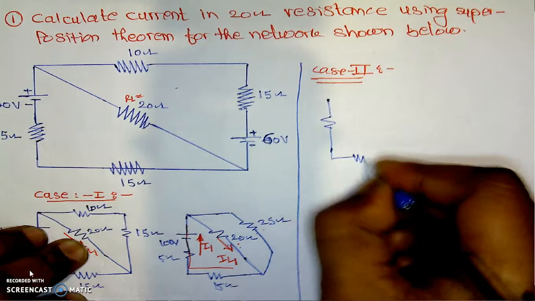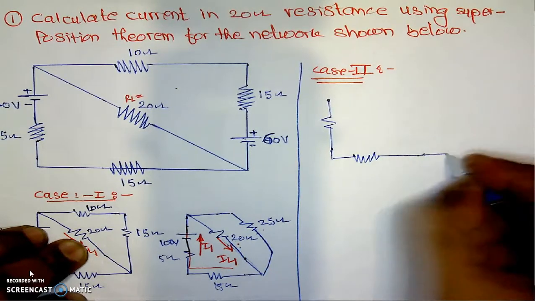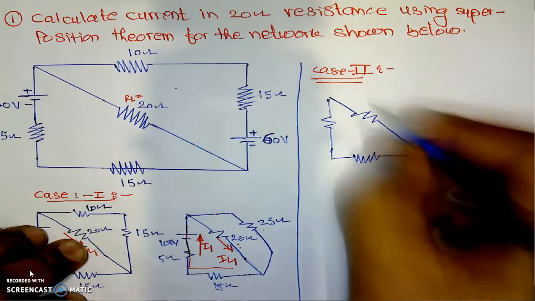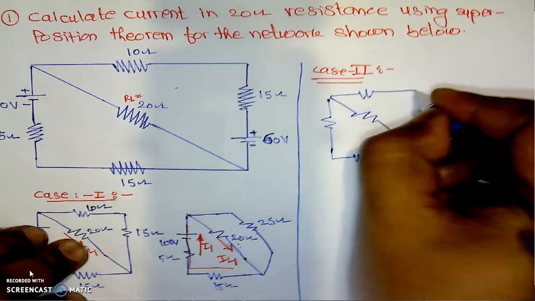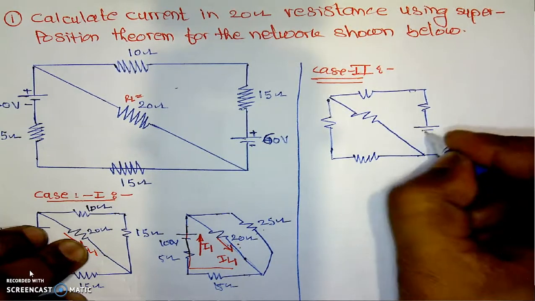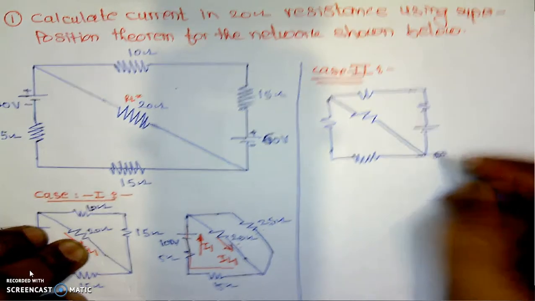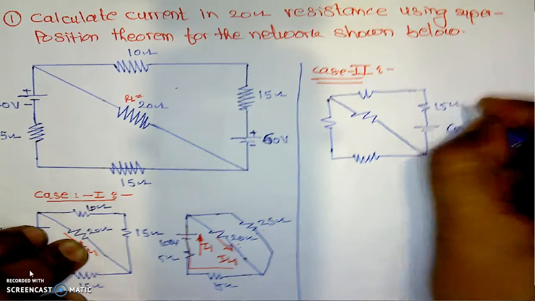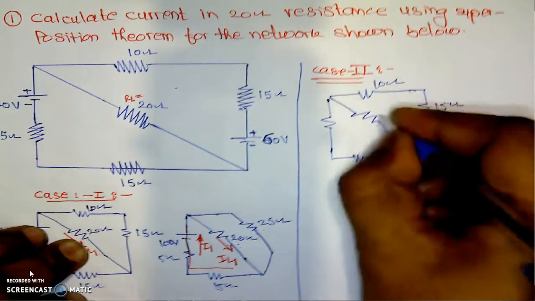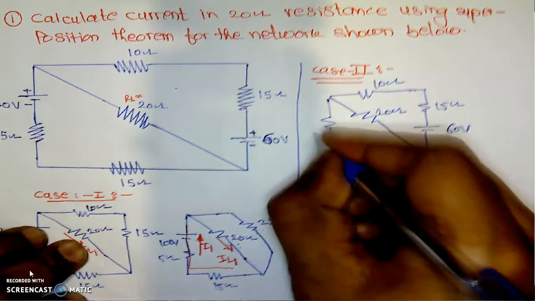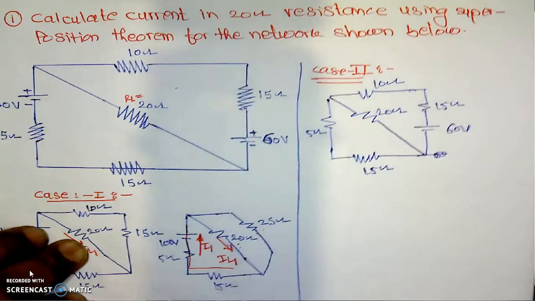This figure will be something like this. Here this is 10, this will be the 15, and here it is 60. This is 60 volt. Here it is 15 ohm. This is 10 ohm. This is the load, which is 20 ohm. Here it is 15 ohm. The last resistance is a 5.